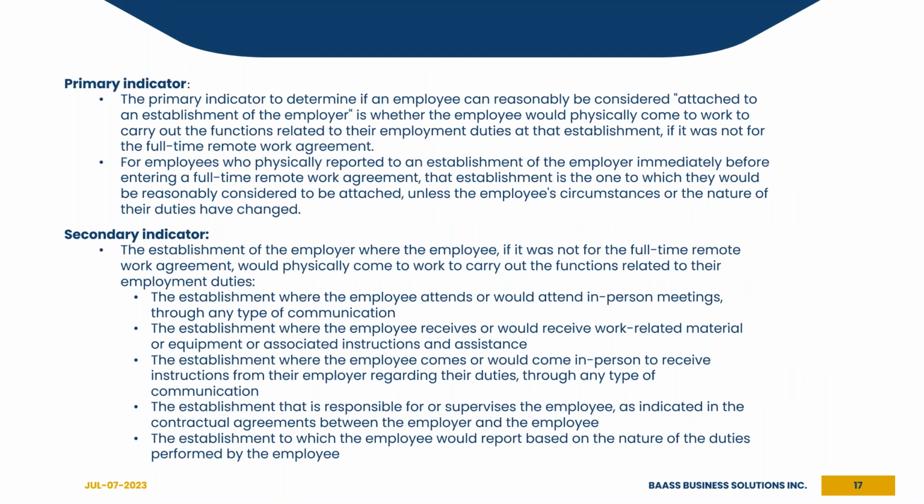The primary indicators are pretty extensive. Generally, all the indicators need to be reviewed together in order to determine whether the employee is reasonably considered to be attached to an establishment of an employer.